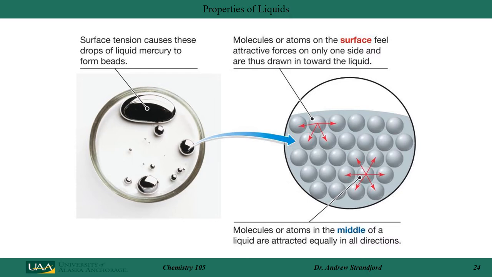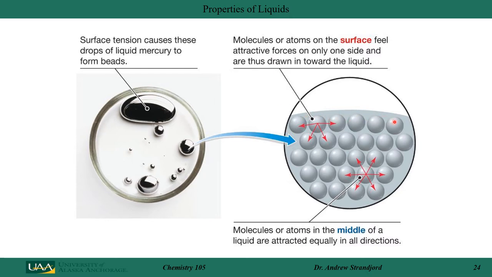So why do liquids bead up on certain surfaces? That is related to the phenomenon that we call surface tension. For example, here I have liquid mercury on this glass plate and it tends to bead up. We can look at the intermolecular forces here to explain that.